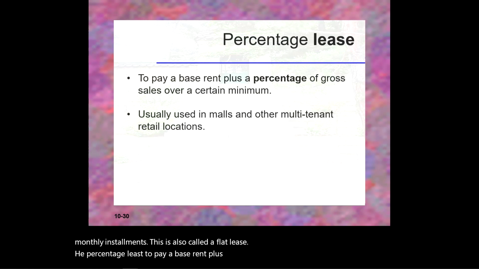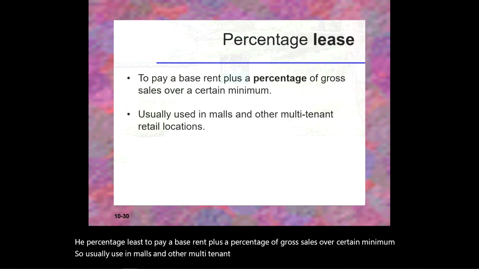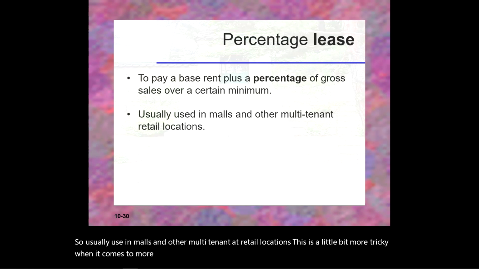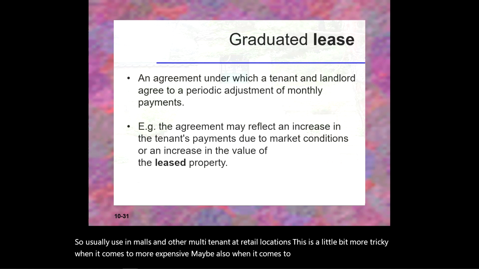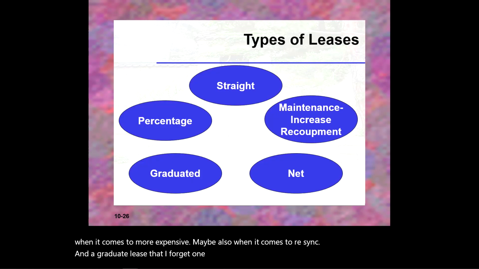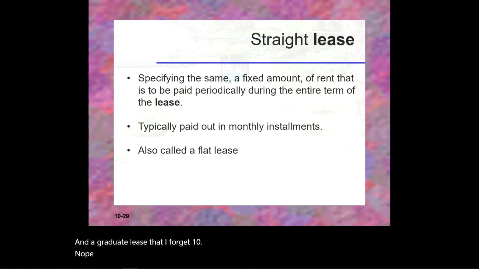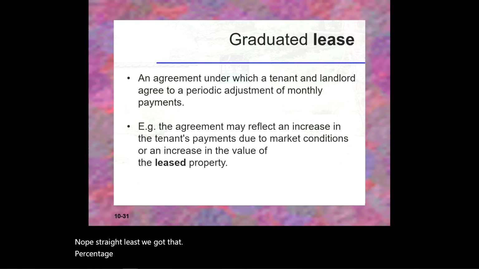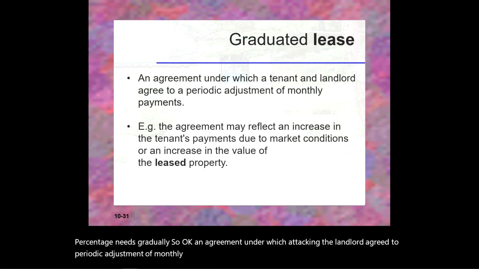A percentage lease is to pay a base rent plus a percentage of gross sales over a certain minimum. So usually used in malls and other multi-tenant retail locations. This one's a little bit more tricky, and maybe more expensive when it comes to leasing. And a graduated lease, did I forget one? Nope, a straight lease, we got that. Percentage lease, graduated lease, okay. An agreement under which a tenant and the landlord agree to a periodic adjustment of monthly payments. The agreement may reflect an increase in the tenant's possible payments due to market conditions.